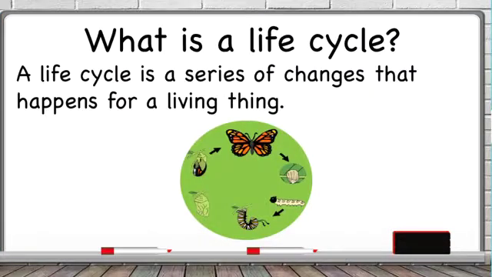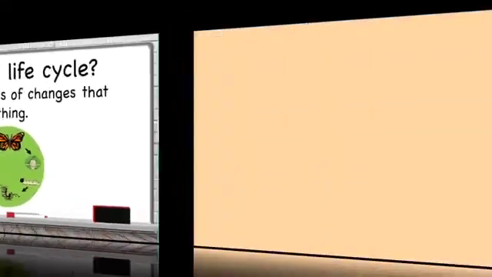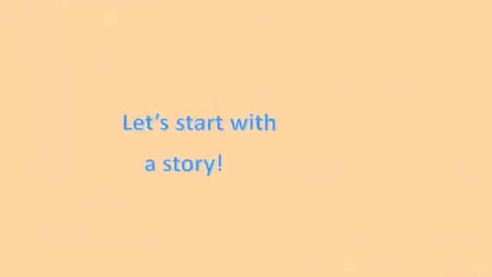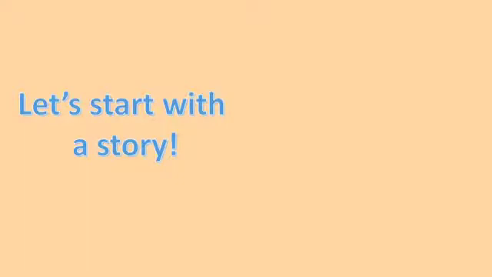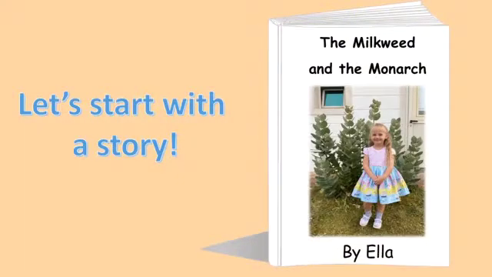What is a life cycle? A life cycle is a series of changes that happens for a living thing. Let's start with a story. The Milkweed and the Monarch by Ella.